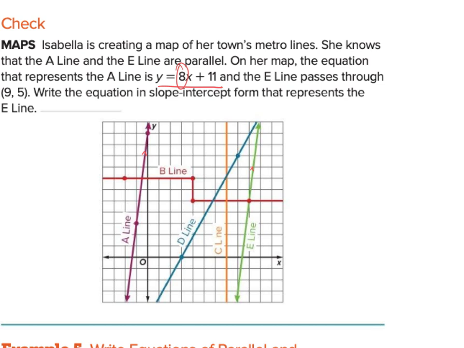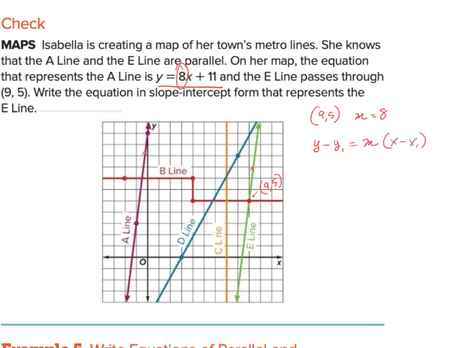Line E, if I take this point right there, that is going to be on my graph 1, 2, 3, 4, 5, 6, 7, 8, 9, and then 1, 2, 3, 4, 5. So that point is (9, 5). So I have a point (9, 5), and I know that my slope is equal to 8. So if I use point-slope form here, y minus y1 is equal to slope times x minus x1.